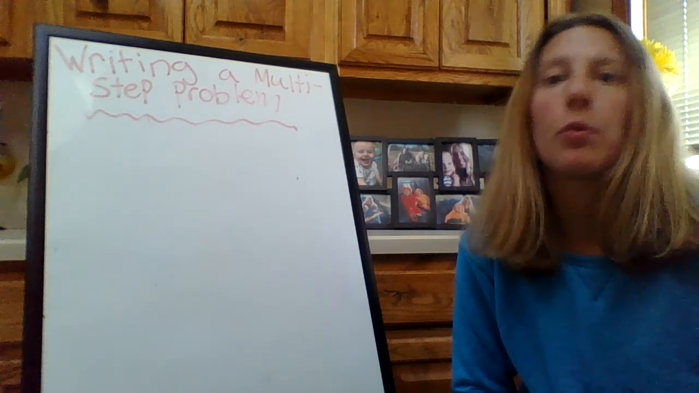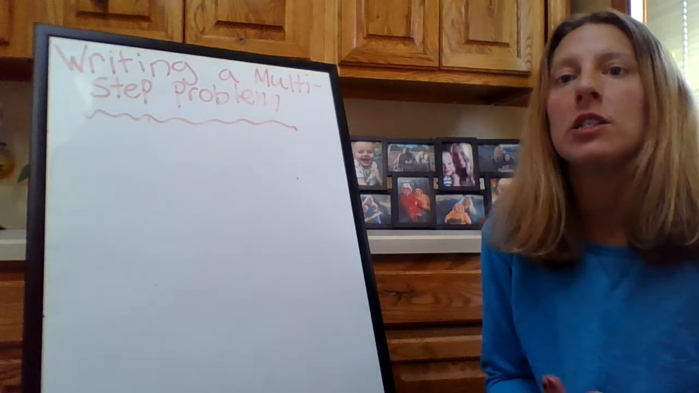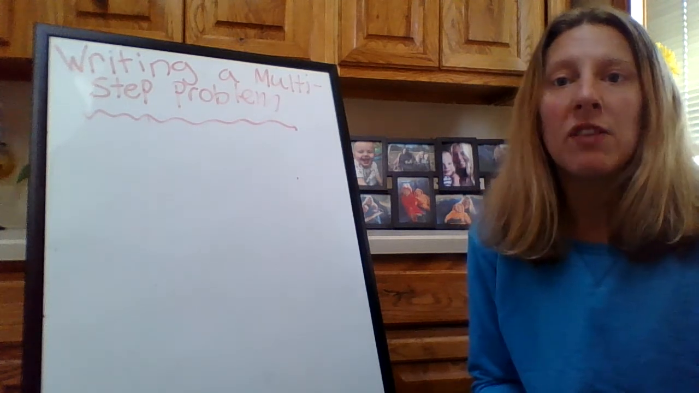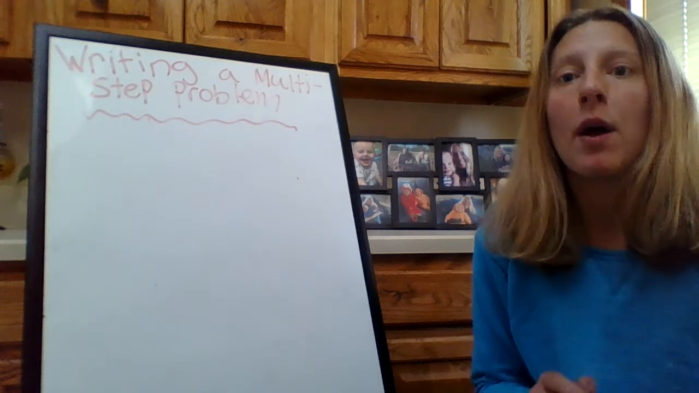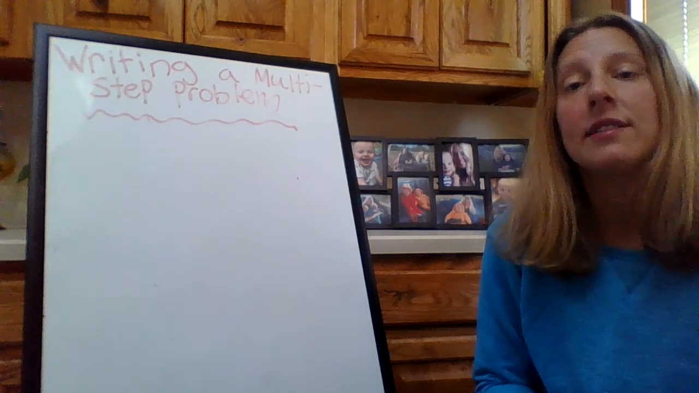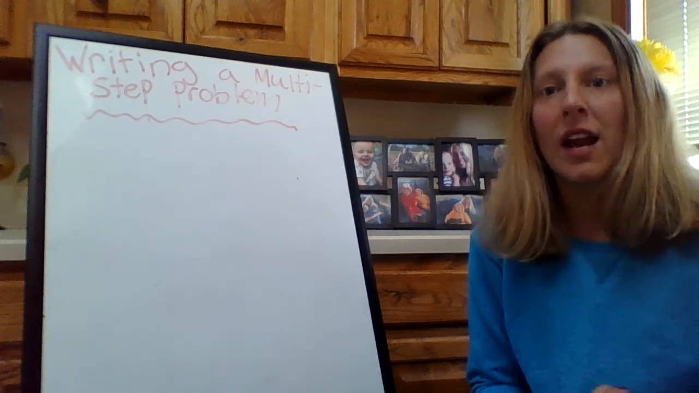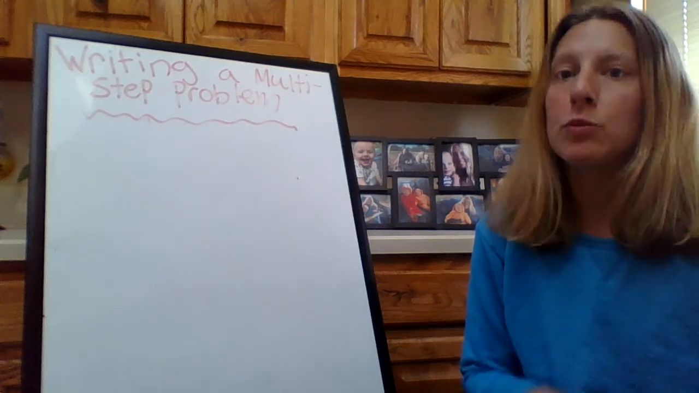So again, we want to think about the steps that we need to take in order to write a multi-step word problem. The first thing we need to ask ourselves is, what operations do we want the person solving the problem to use? So we've been solving multi-step problems that involve multiplication and division. And then at the end, the second step is either adding or subtracting. So today I'm going to use multiplication and subtraction.